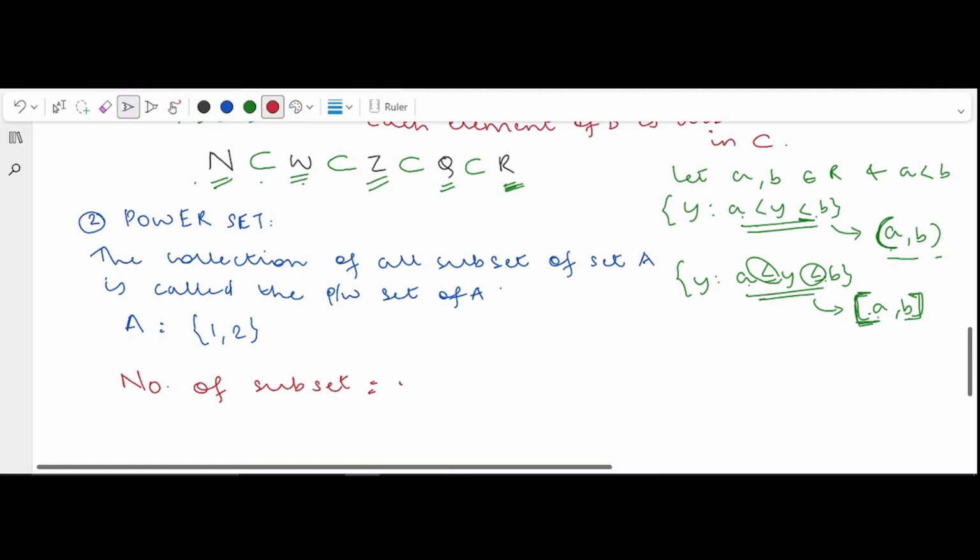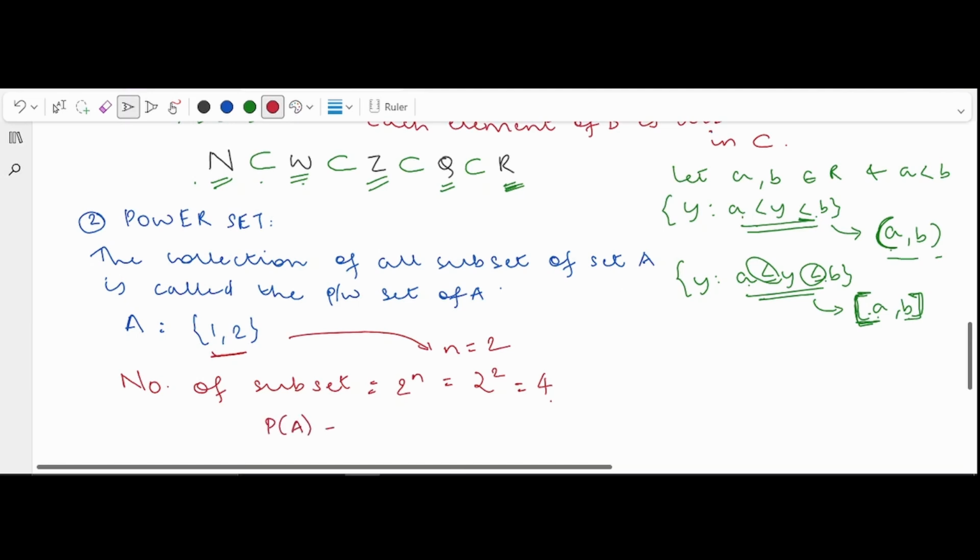There is a formula called 2 raised to n. N is basically how many elements are present over here. So as per this equation, n is 2. So what we can say, 2 raised to 2 is 4. We have calculated the number of subsets. Now we have to write each element that is present in the subset.